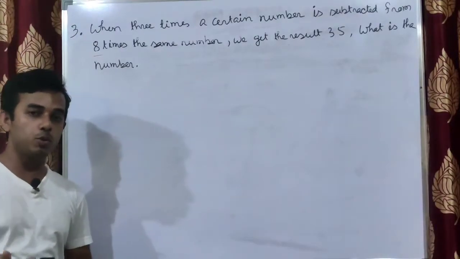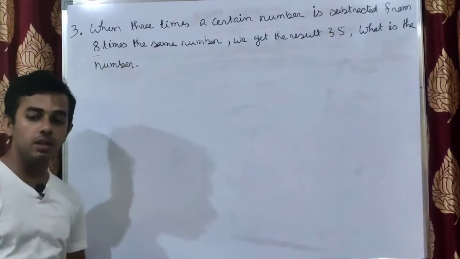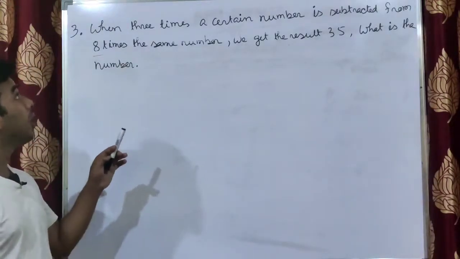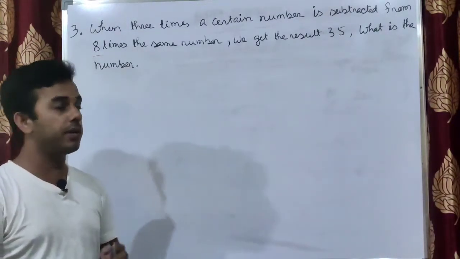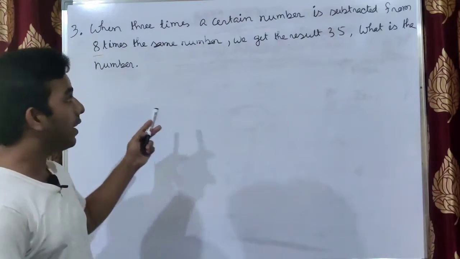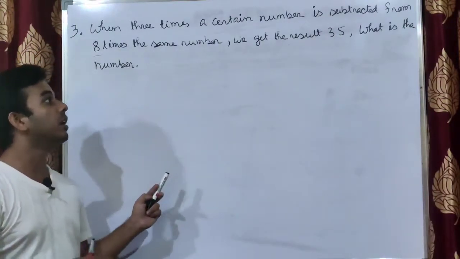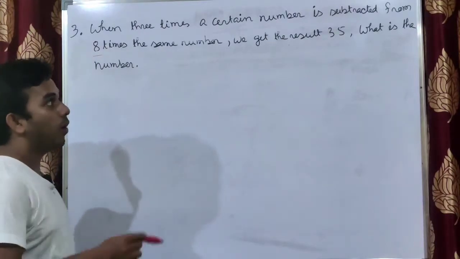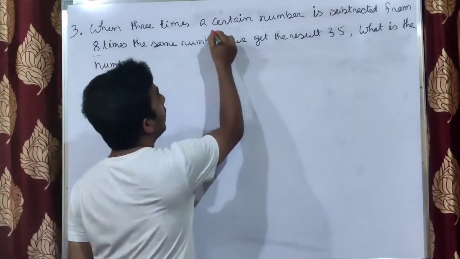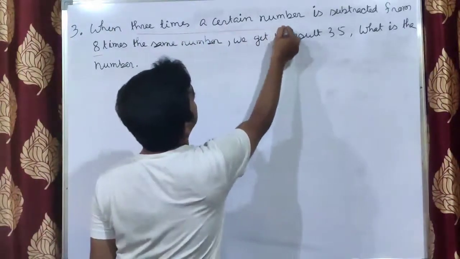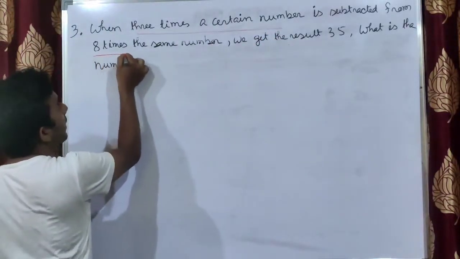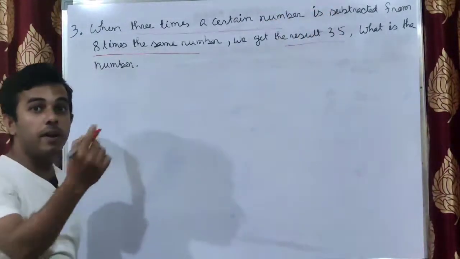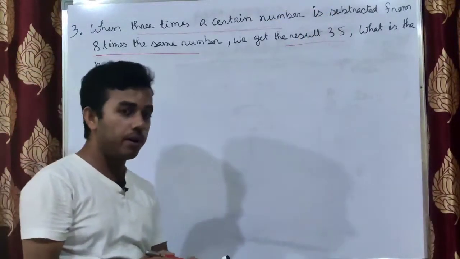Okay, now let us move to our next question, that is question number 3 of exercise 8.4. So, here the question is what? When 3 times a certain number is subtracted from 8 times the same number, we get result 35. What is the number? Okay, let us underline 3 words. 3 times a certain number from 8 times the same number. The result is 35. So, here the number. Do we know what is the number?